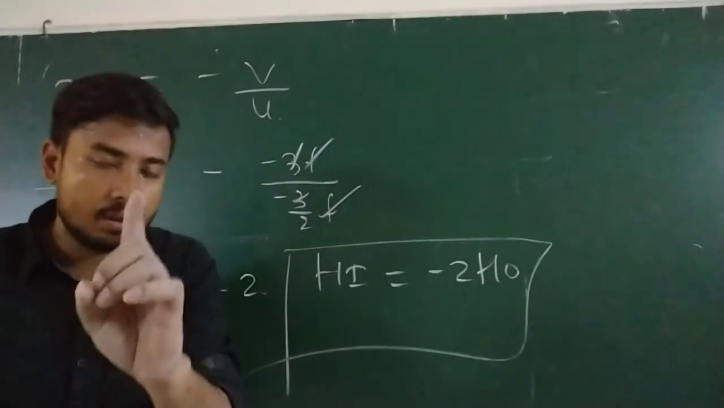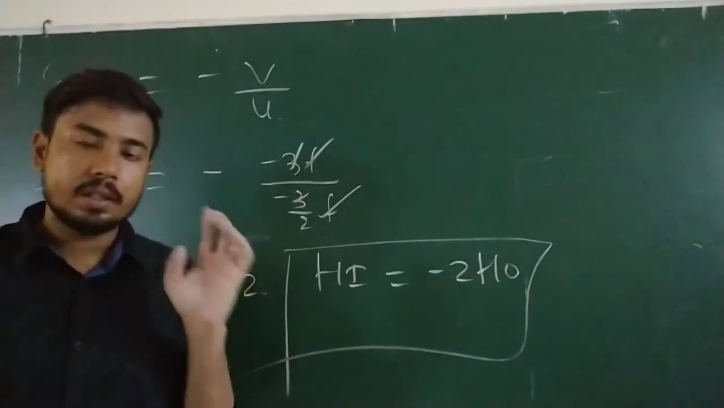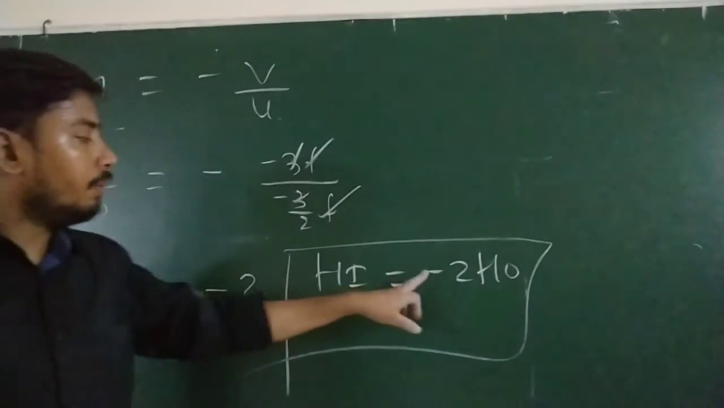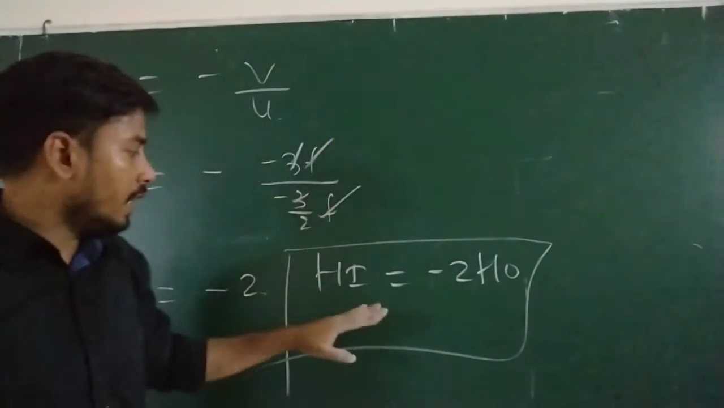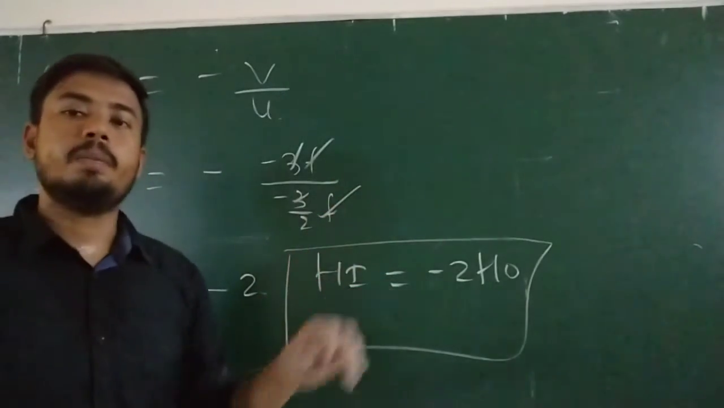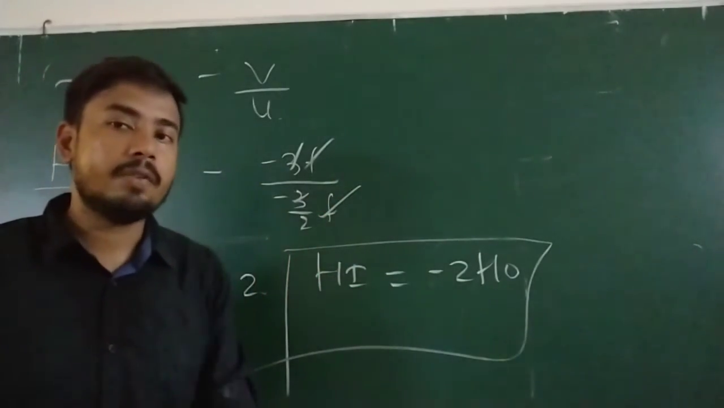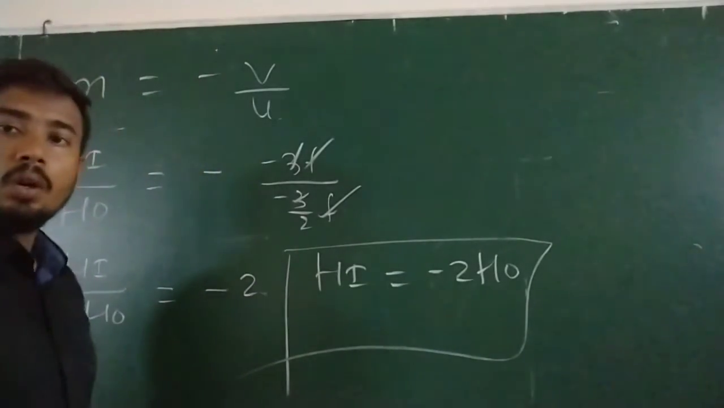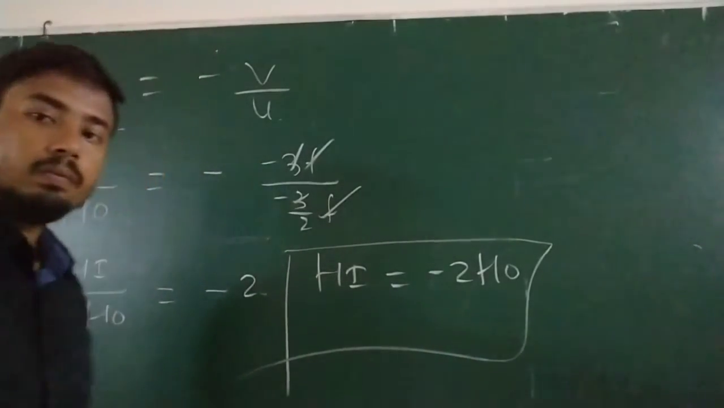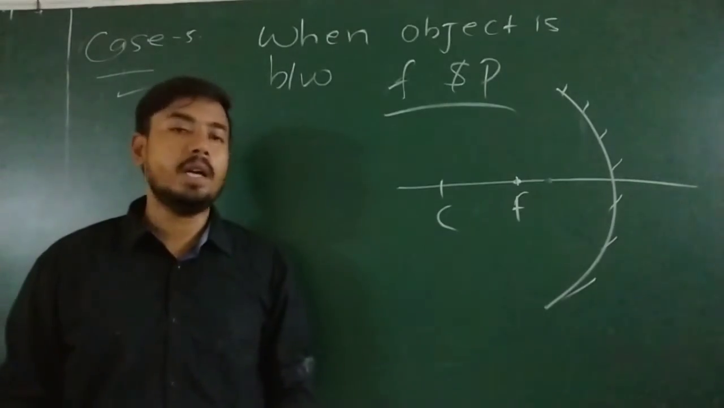It means the image will be enlarged. This point is verified. Now, what is the meaning of minus? If the object is above the principal axis, then the image will be below the principal axis. So it also verifies the reverse, right? Done, buddy? Okay.